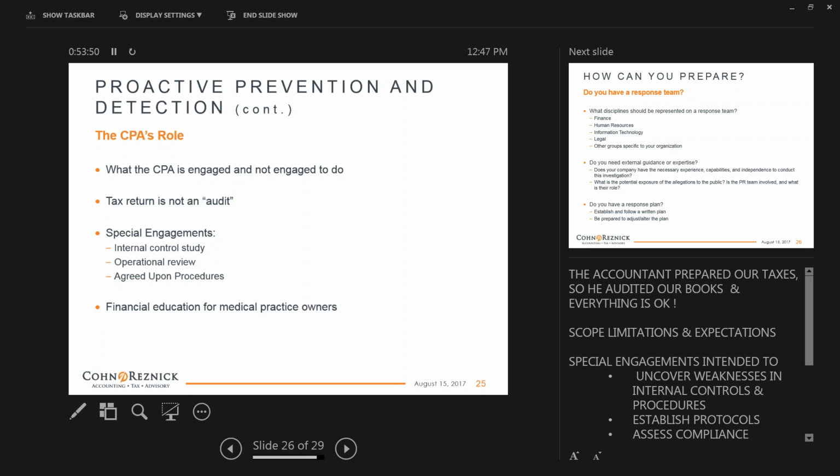Maybe they're going to be reading through the general ledger and getting an understanding of what's going on. But the accountant is typically not looking at every invoice and looking at every cash receipt and looking at every patient transaction to engage in a process that is designed to detect fraud. So a tax return is not an audit. There are ways of retaining your accountant to do a special engagement of various types.